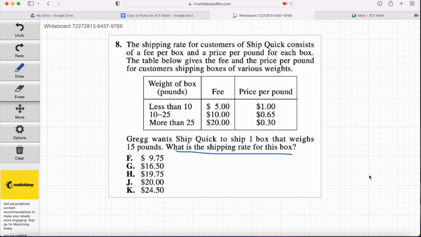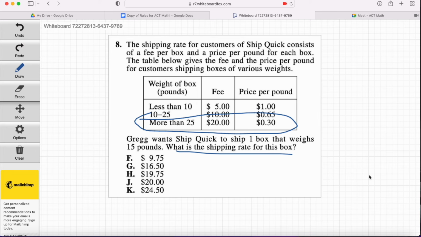And then let's go to the next part here. If it's between 10 and 25 pounds, the fee was $10, and per pound it's 0.65. So it looks like the bigger the box, the price per pound is going down, but the fee's going up. And then more than 25 pounds, big fee right there, it's $20, but the price per pound is 30 cents. Great.